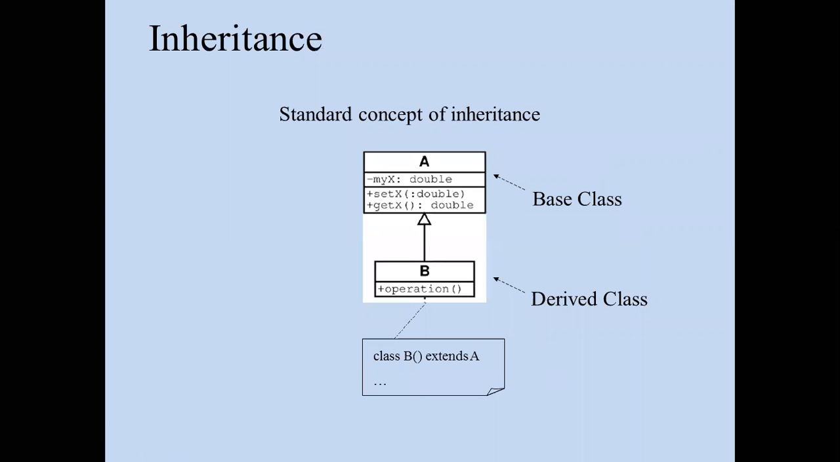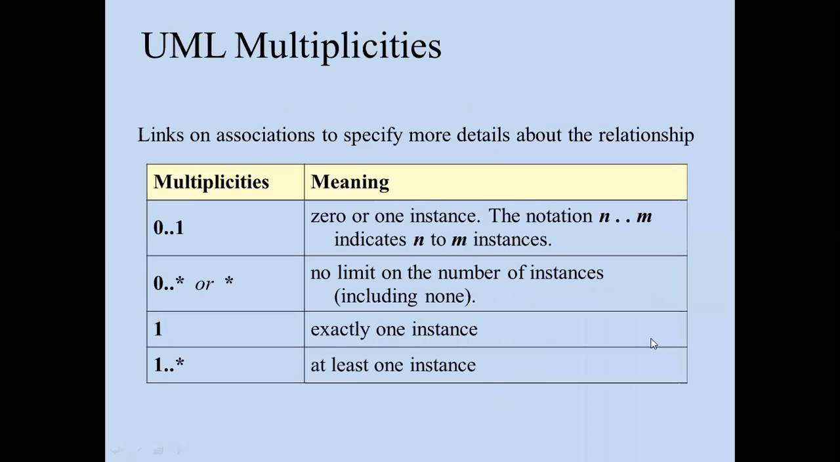Then we have seen the inheritance. Here you can see the base class is A and the derived class is B. Here is how to give the relationship between both classes; that is inheritance. Here you can see the inheritance relationship. Class B extends from class A. Then we have seen the multiplicities: 0 to 1, 0 to many, exactly 1, and 1 to many.